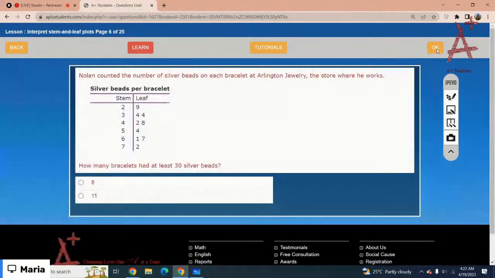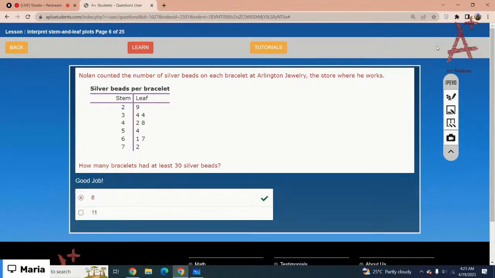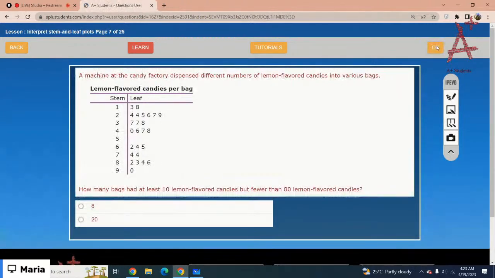Okay, Nolan counted the number of silver beads on each bracelet at Arlington Jewelry, the store where he works. How many bracelets have at least 30 silver beads? At least 30 means the minimum value must be 30, maximum value can be any. Got it? So just count all the values that are greater than or equal to 30. So which is the correct option? Yes, that would be it. Got it? Okay, you can complete the test by yourself later today. Let me just move on to the next lesson.